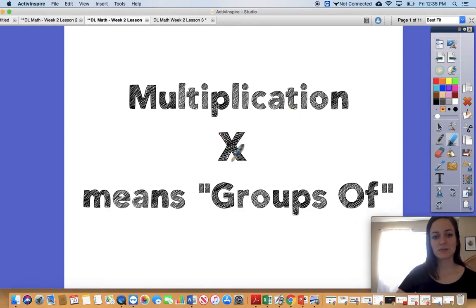Remember, whenever we see the multiplication sign, the X, we read it as groups of, okay? Every time you see it, you can read it as groups of, or rows of, or columns of, okay? But I always read it as groups of. And we're going to go through some multiplication problems.